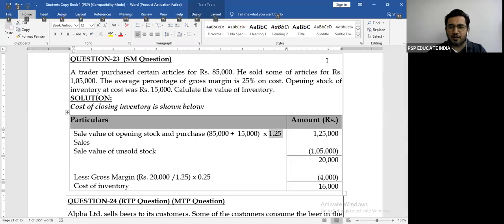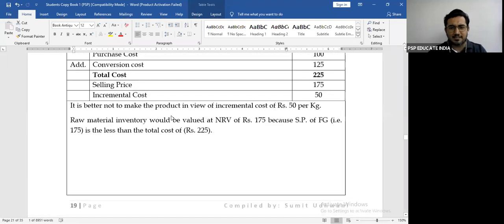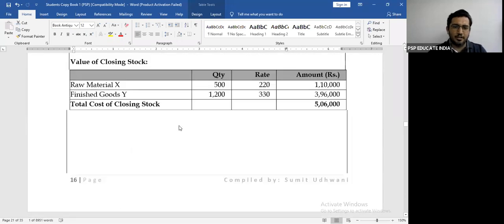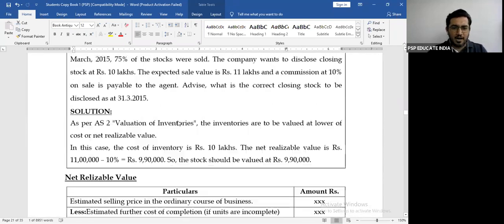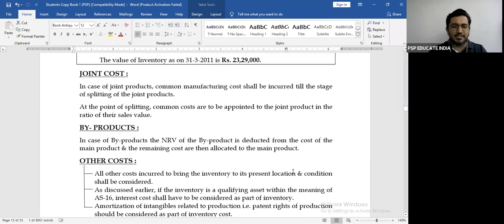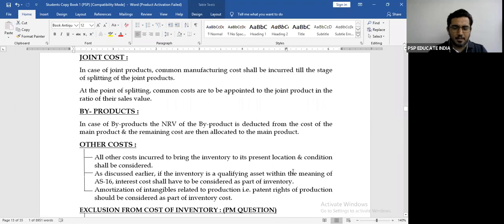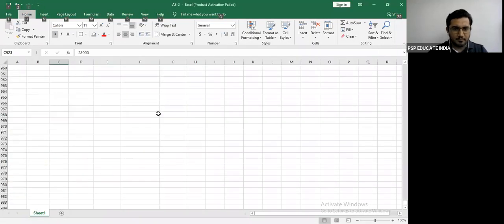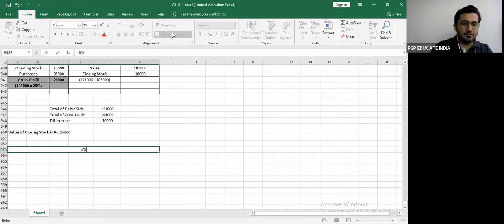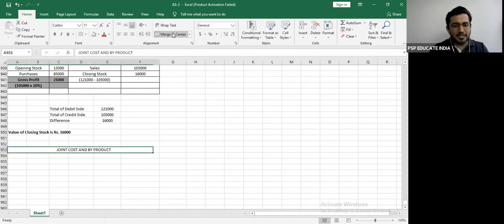All the questions of accounting standard 2 are done. Let's go to one last concept, which is joint cost and byproduct. After that, we will revise the entire accounting standard quickly. And then we can shift to a new accounting standard, okay. Please pay attention. We are doing joint cost and byproduct.